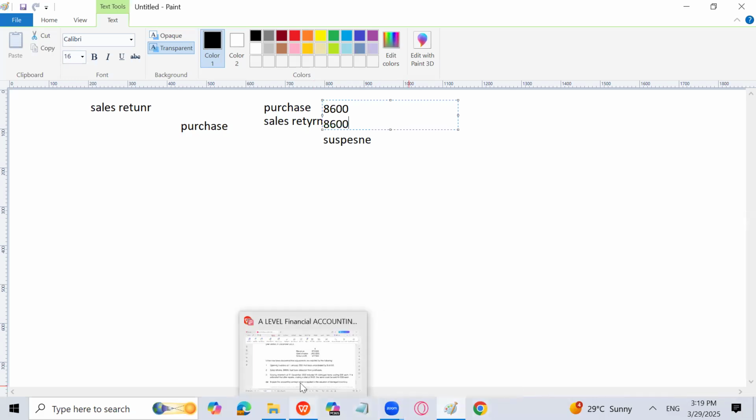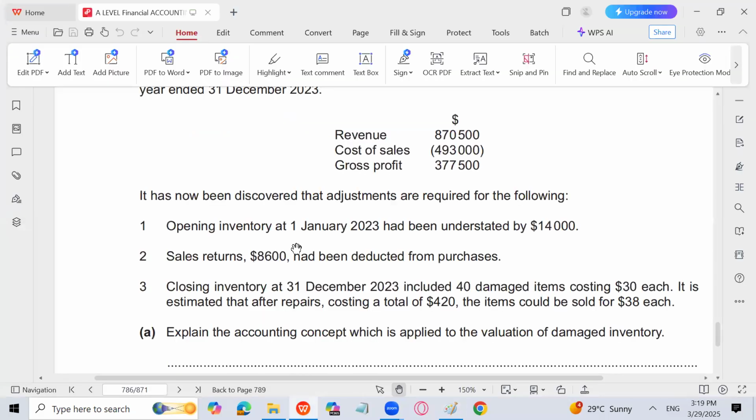Let me repeat it again. Opening inventory has been understated by 14,000. You have recorded opening inventory less, so you have to increase the cost of sales. Cost of sales will be debited, suspense credited. You have to add 14,000 over here. When you add 14,000 in cost of sales, your gross profit needs to decrease by 14,000. You can subtract 14,000 from gross profit.